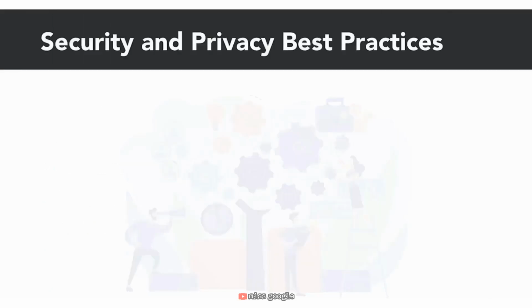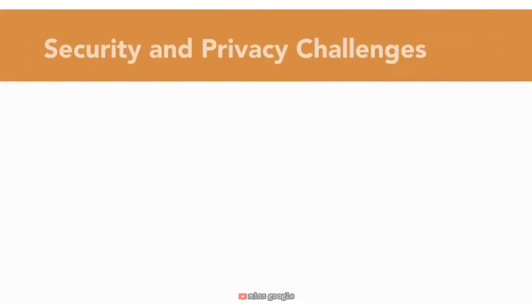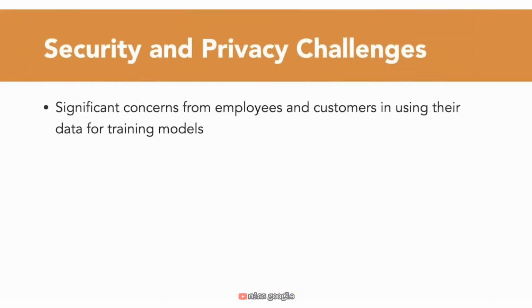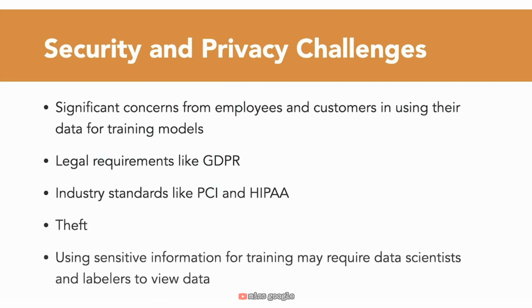Security and privacy has become one of the biggest considerations for AI. There are significant concerns from employees and customers in using their private data for training models. There are new legal requirements for data privacy, including GDPR in Europe. There are industry standards like PCI and HIPAA that require data to be protected. There is also the risk of data theft. These requirements have led to strict security procedures that deny access to this information for data scientists. Data labelers need to look at this information to create accurate labels. How do we enable AI in this environment?